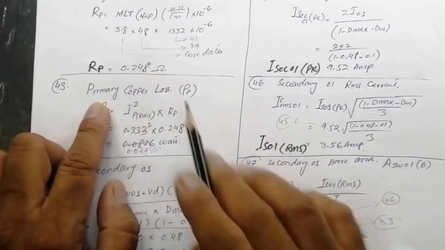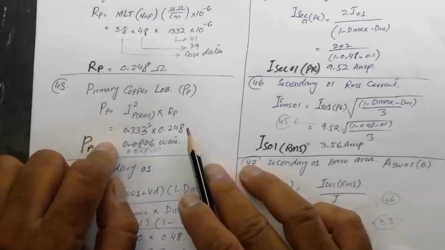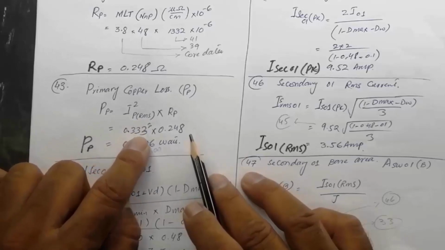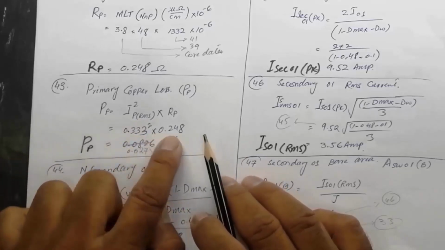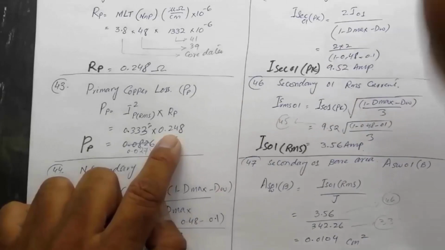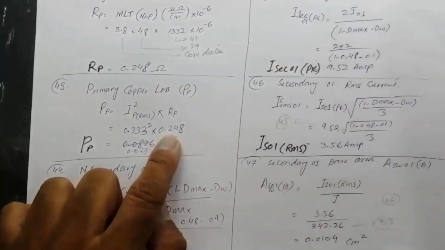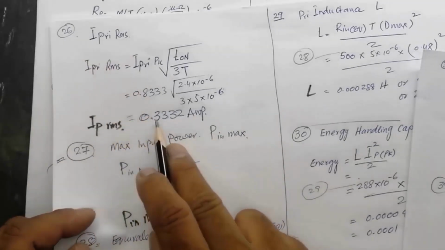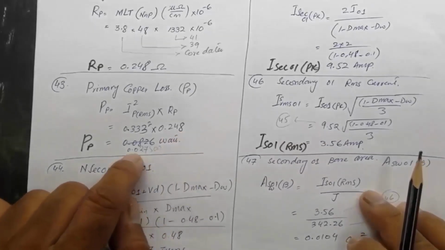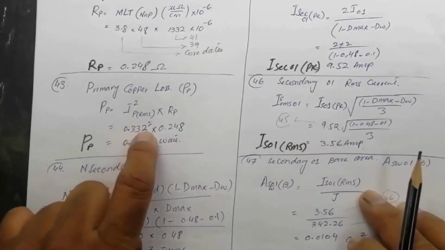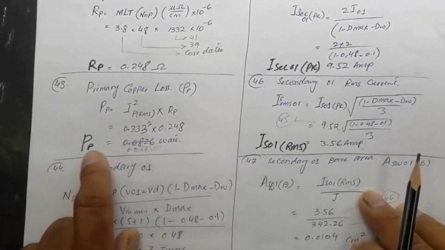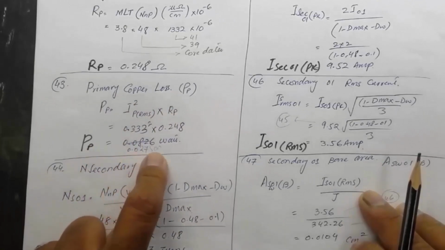When we know the resistance, we can determine the power. So IRMS, that is 0.333 ampere, and 0.248, that is calculated here. The RMS current is calculated in step number 26, that is 0.333 ampere, and 0.248. So it is squared: 0.333 squared, multiplied by resistance, I squared R, the simple formula. It is 0.0275 watt.